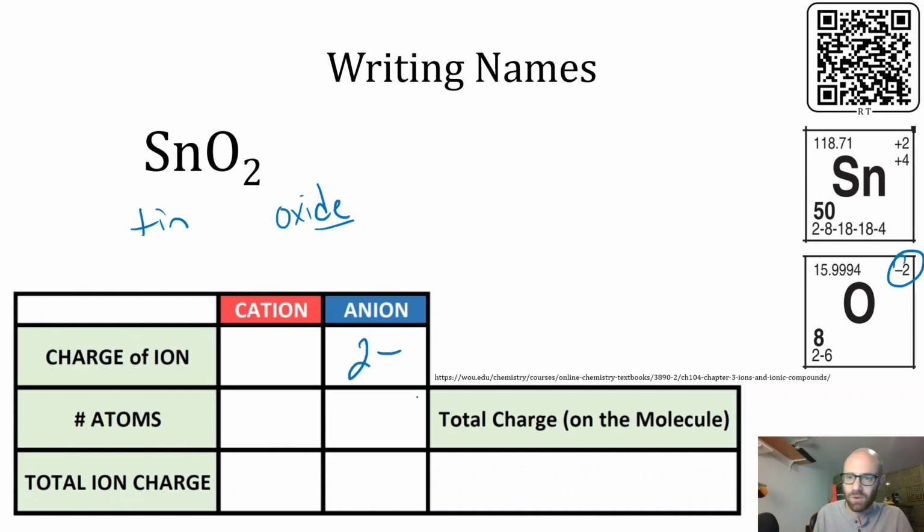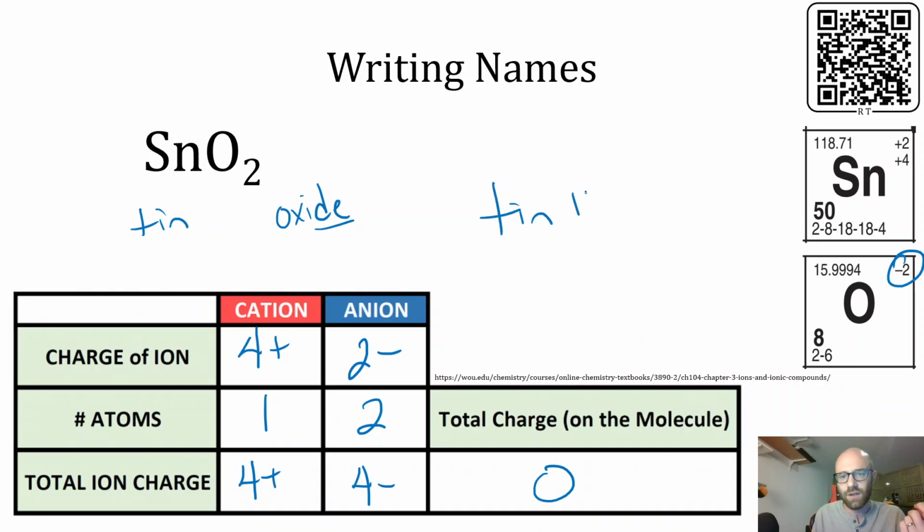It's the only way. There are 2 of them in your compound, and that would make a total negative charge of 4-. We know it has to be 0. That means this has to be a 4+. I see there's only 1 tin. And so the total charge of the cation has to be a +4. So I know this is tin 4 oxide.